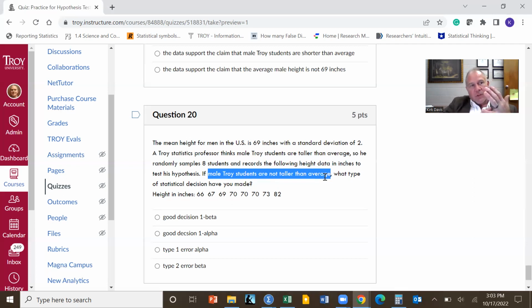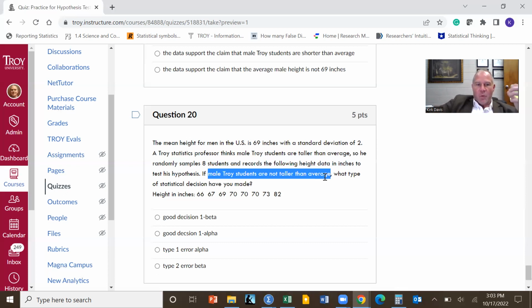So we can make a good decision called power. We can make a good decision, which is our confidence level, which is 1 minus alpha. We can make a bad decision. And that bad decision can be a type 1 error, or it can be a type 2 error. Type 1 error is a false positive. A type 2 is a false negative. And a good decision called power is when we find an effect that actually exists.